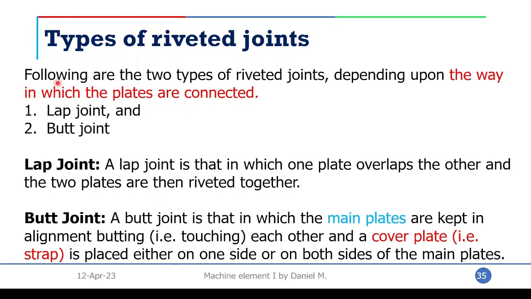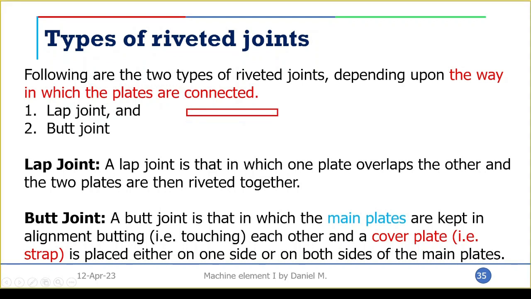The following are the two types of riveted joints. Depending on the way in which plates are connected, it's not about the rivet, it's all about the way the two main plates are positioned: lap joint and butt joint. Let's use some figures to demonstrate this easily.